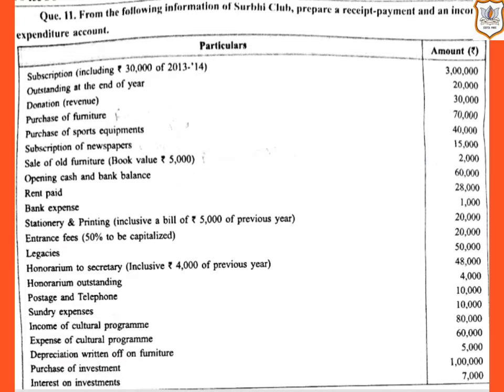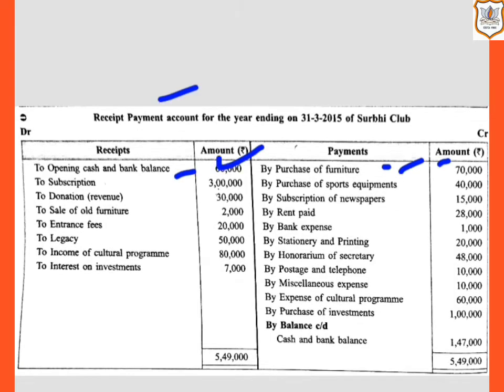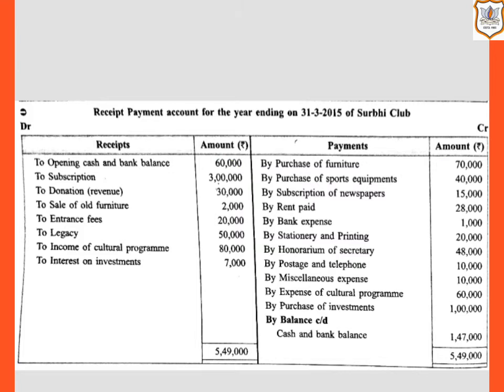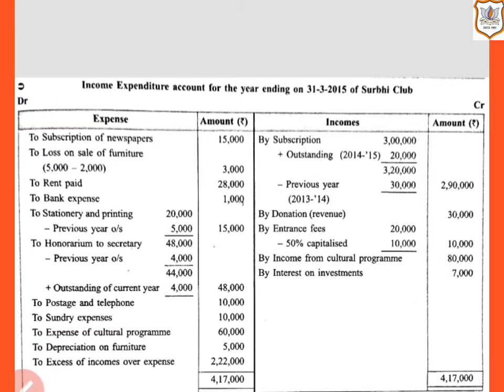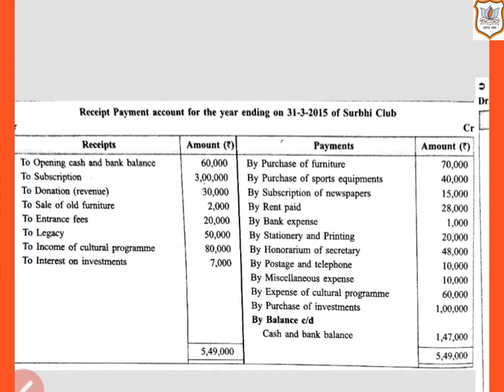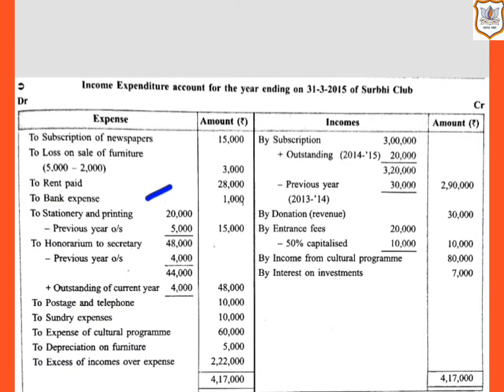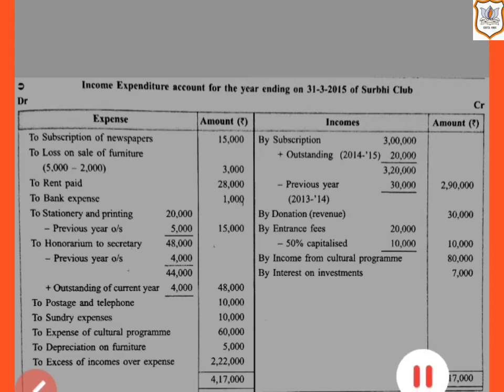So let us see. Here it is. Sale of old furniture, amount is 2,000. Now let us see the next. Here it is. Loss on sale of furniture will be disclosed in the expense column. Here it is. 5,000 minus 2,000, that comes to 3,000. Now let us see the next.